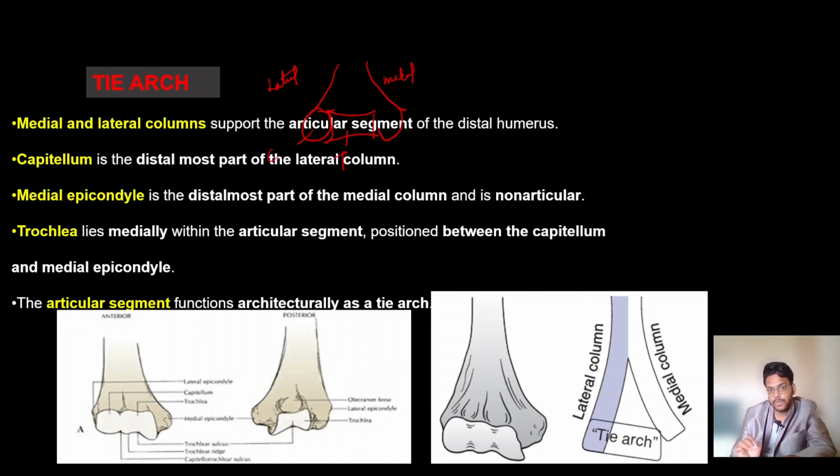The capitulum is the distal most part of the lateral column. As you can see, the lateral column's distal most part is the capitulum, and the medial epicondyle is the distal most part of the medial column, which does not help in articulation. So, it is a non-articular structure, and the trochlea lies medially within the articular segment, positioned between both the capitulum and the medial epicondyle. So, this articular segment functions architecturally as a tie arch. So, this is the basic anatomy that you have to remember before going into the distal humerus classification.